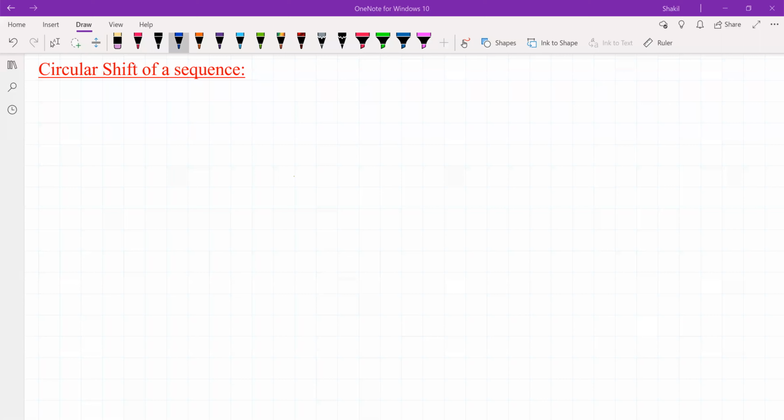Welcome back. In this session, we'll learn one important shift of a sequence that's referred to as circular shift. Let's start. Before we learn what we mean by a circular shift, let's suppose we have a sequence x of n, that is an n-point sequence.